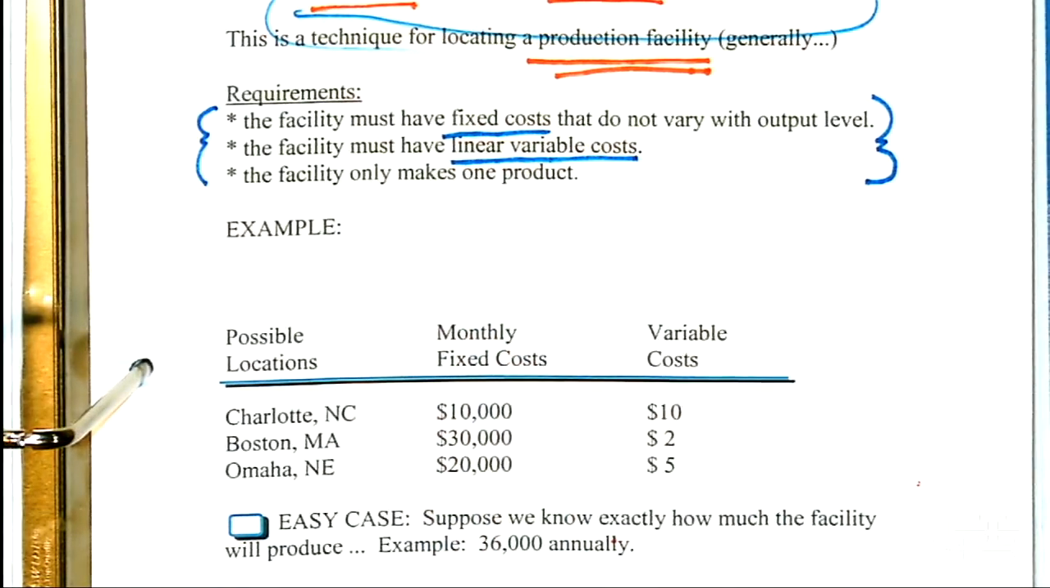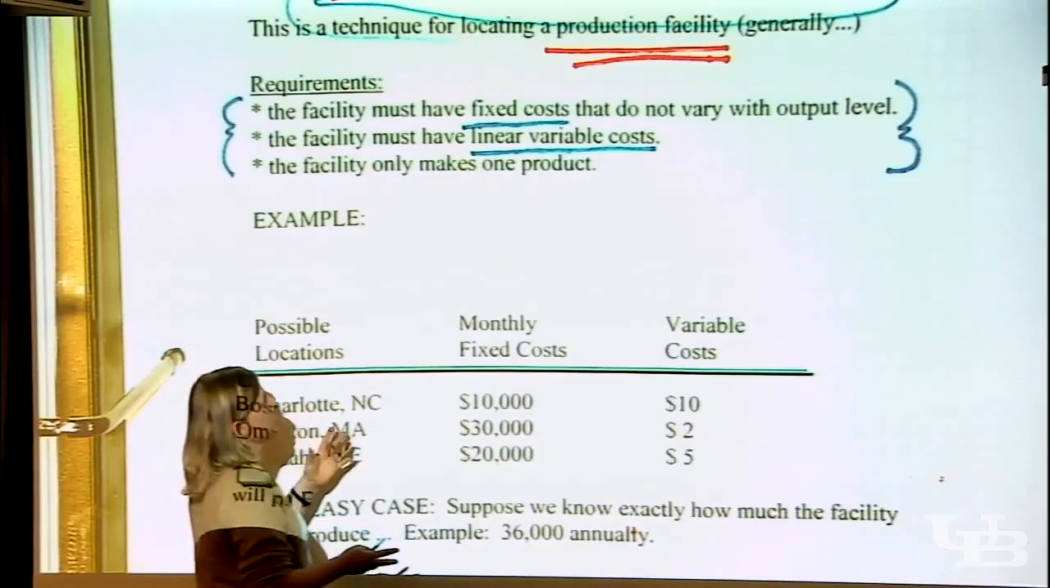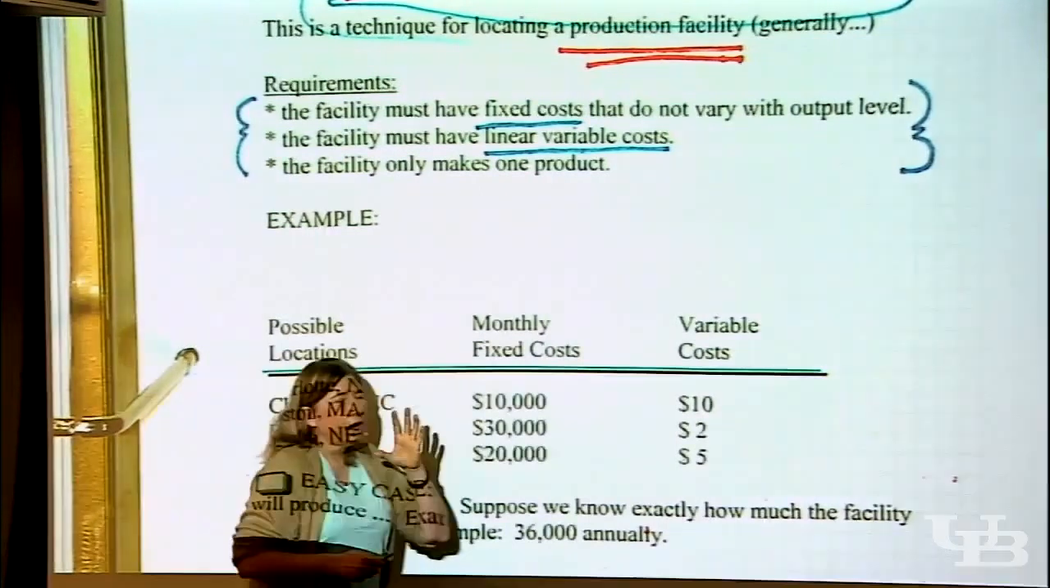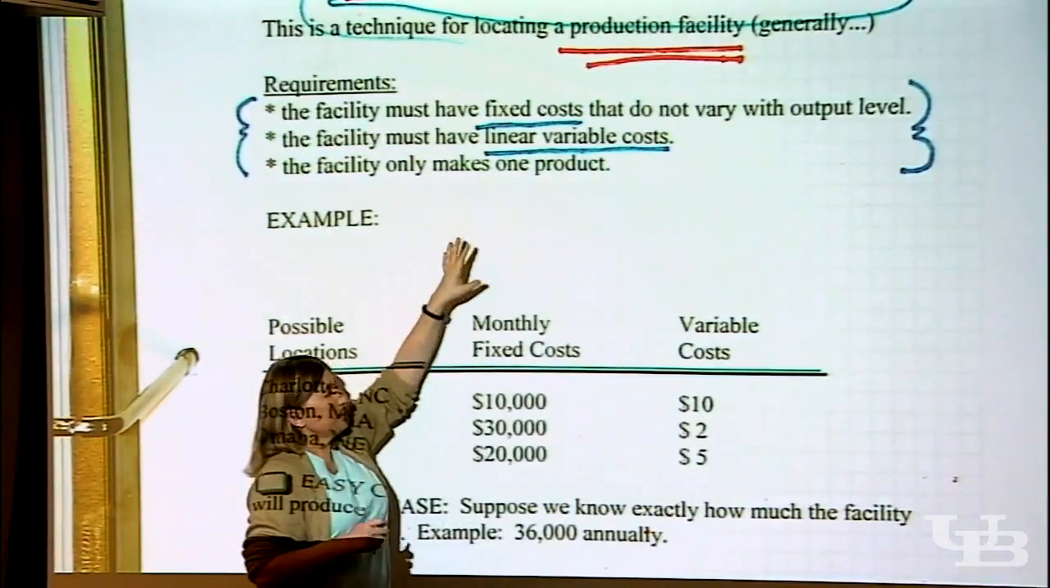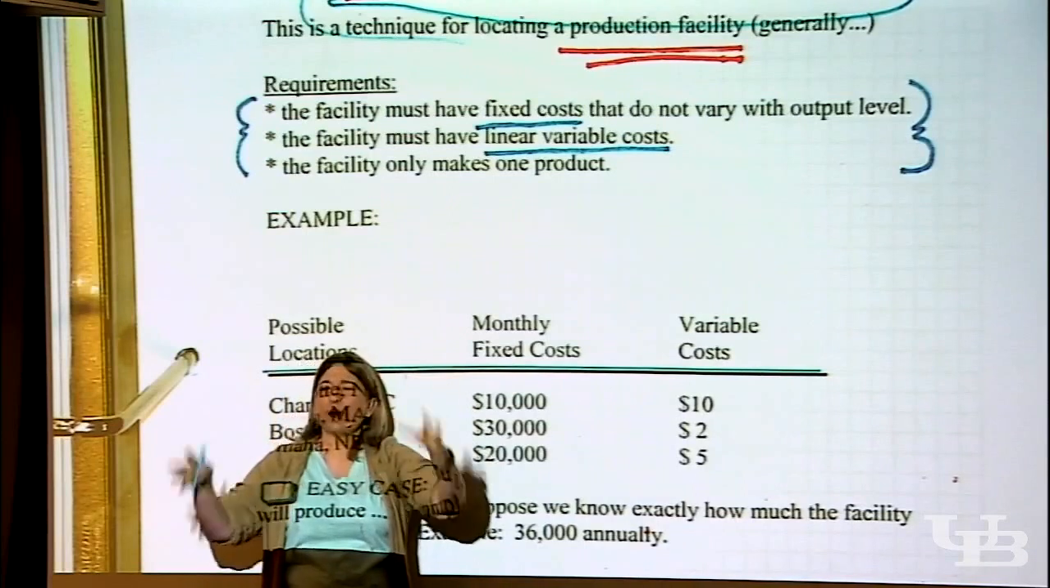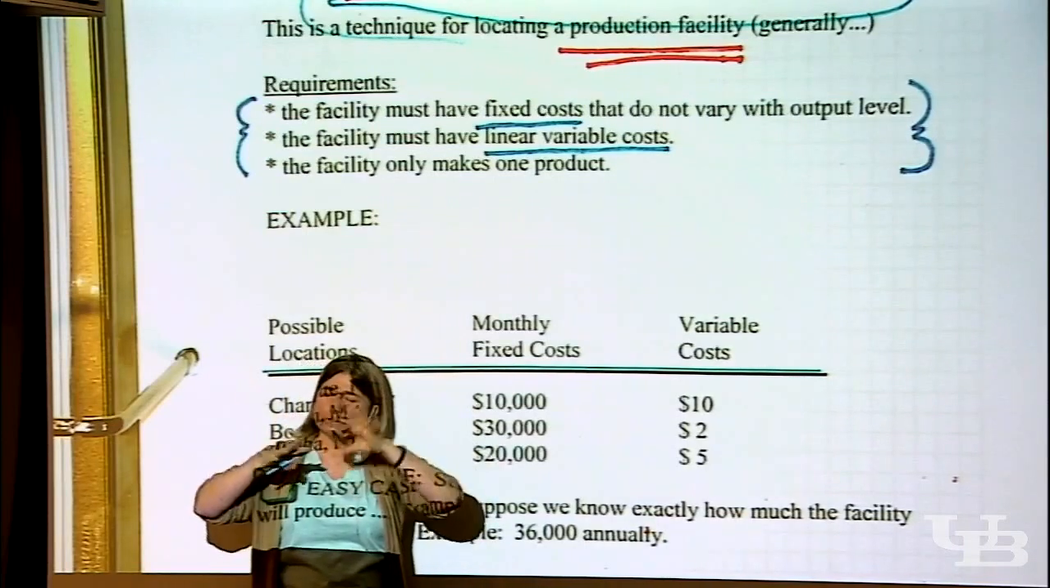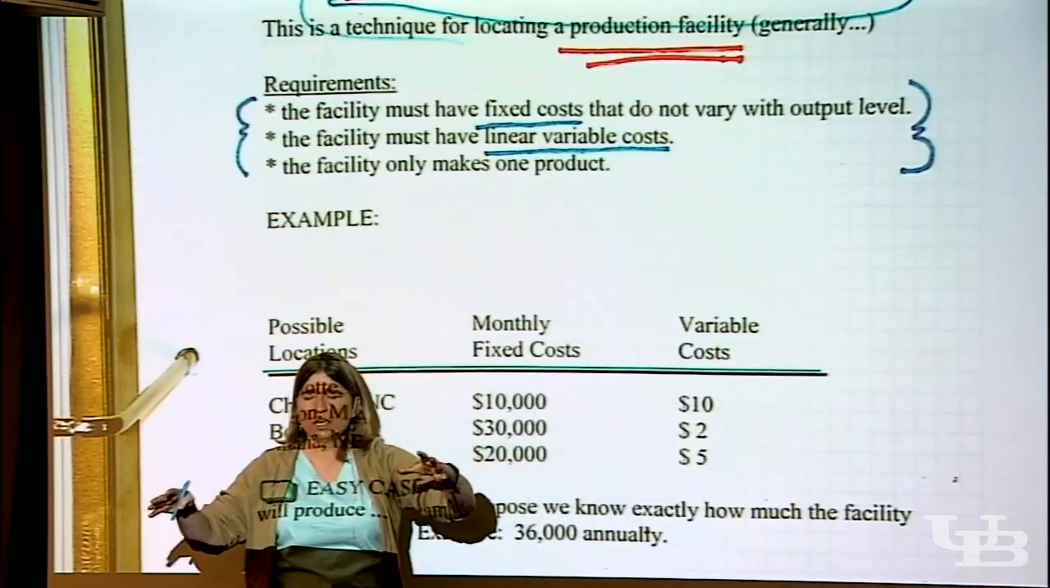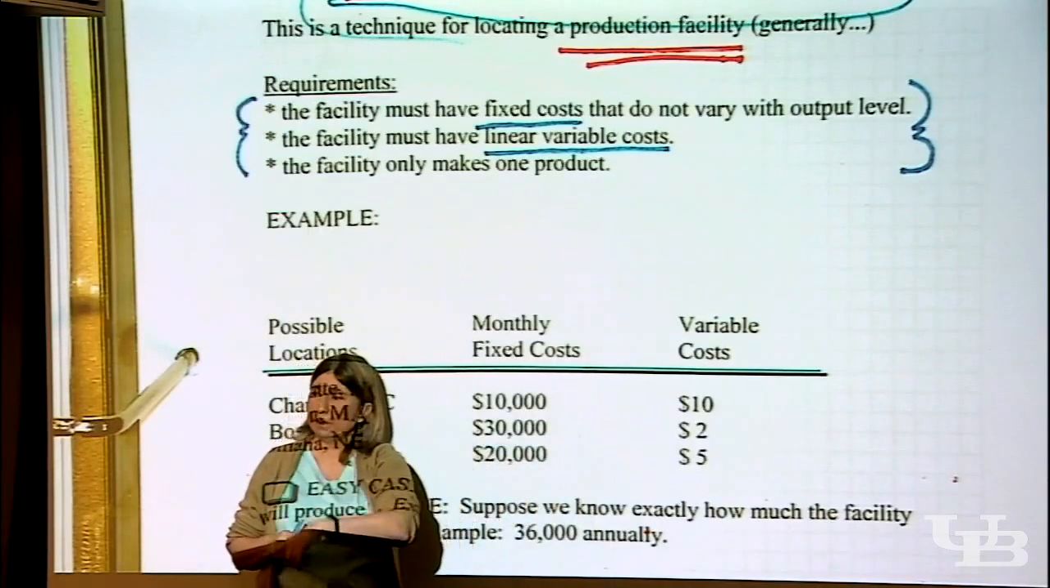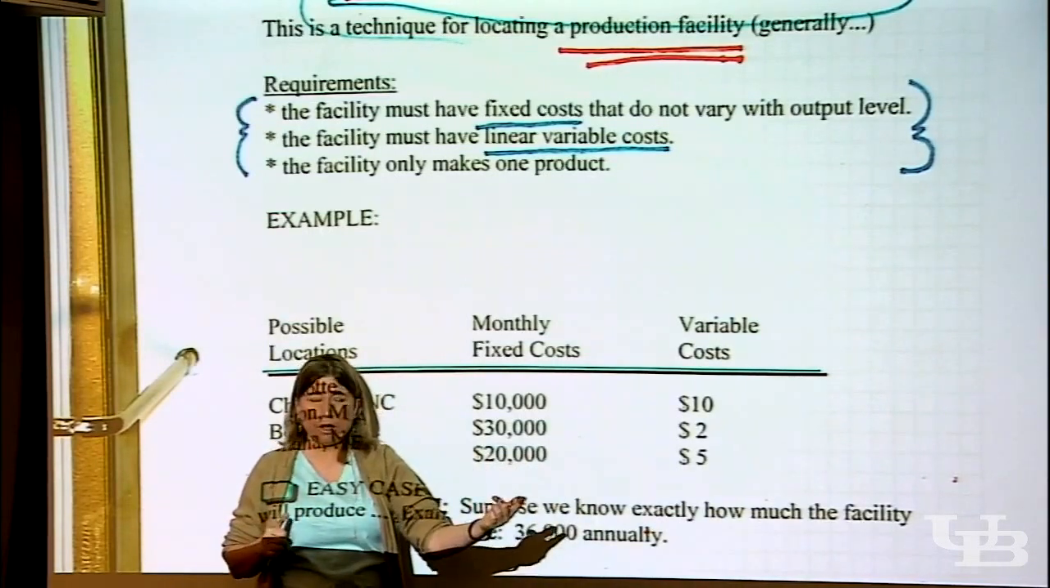I'm trying to locate a factory. That's the easiest thing to picture, though you can use this for a lot of stuff. I have to believe that most of, broadly speaking, strategically speaking, the difficulty in different locations has to do with my fixed versus variable costs.